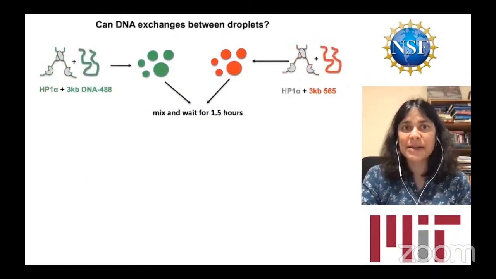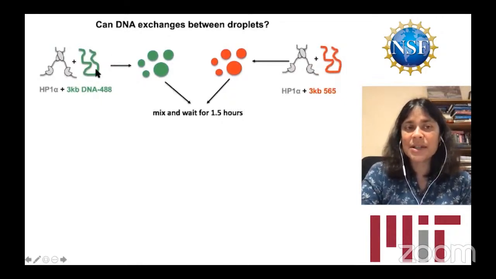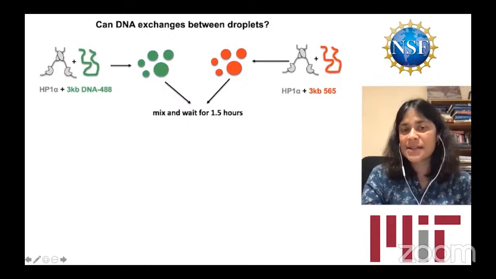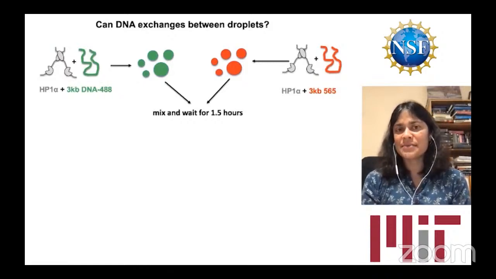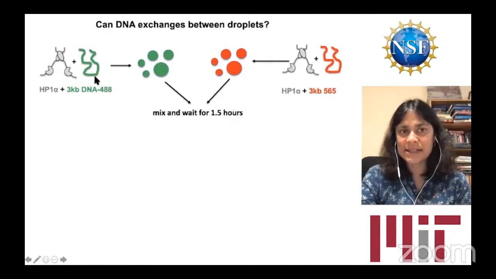But the real experiment came when Madeline asked what happens to the DNA. And so for this, she did a parallel type of experiment where now she used unlabeled HP1 alpha molecules, but labeled DNA molecules. So you had green droplets made with green fluorescently labeled DNA, red droplets made with red fluorescently labeled DNA, formed the droplets, then mixed the two droplets and waited for 1.5 hours and asked, does the DNA between these two droplets, when they fuse, does the DNA mix? Okay. So again, we're looking at the DNA because the DNA is labeled, the HP1 is unlabeled.